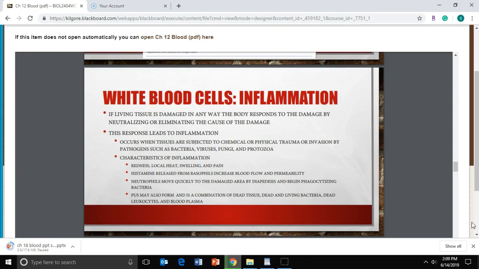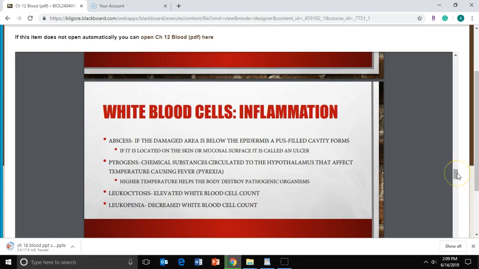Pus may also form, and pus is really just dead and living bacteria, dead leukocytes, plasma, tissue. If the damaged area is below the epidermis, sometimes a cavity forms with pus inside, and we call that an abscess.